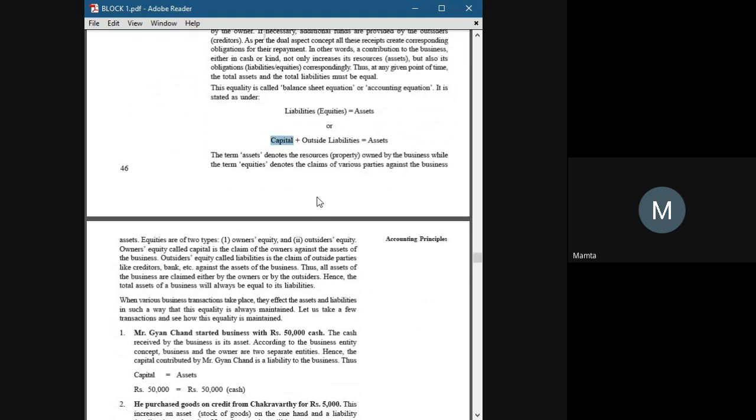If the capital or outside liability side increases, then you will go insolvent in your business. You will not be able to pay your debts.